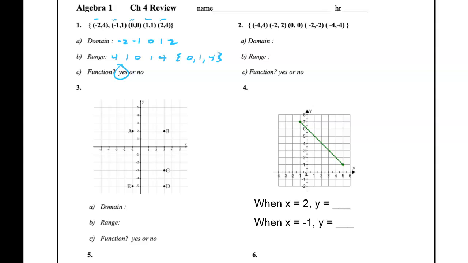Nicely done. Number 2 is going to be a no, and it's easier to tell when the answer's a no. So I'll have the next person kind of help me with the no. So nice job, Caroline. Thank you. Cullen, how about you? Do you think you can help me with 2? Sure. Okay. How about domain?